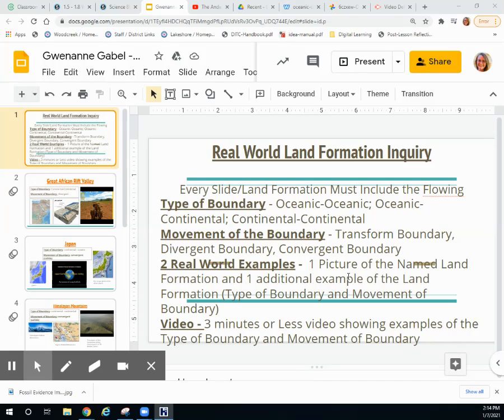Within these slides, you'll see a picture of the world famous land formation, and you'll either see another example from the world of another famous land formation of the same type, or you'll see a different diagram or map of the same location. And then on your own time, you are to look through all of the videos. The videos are short, and they give you a tour and some background information on the creation of these land formations.